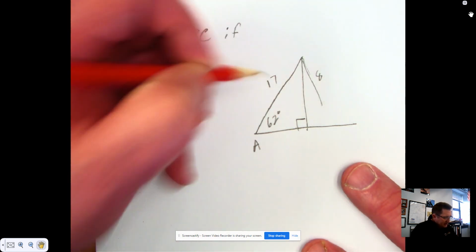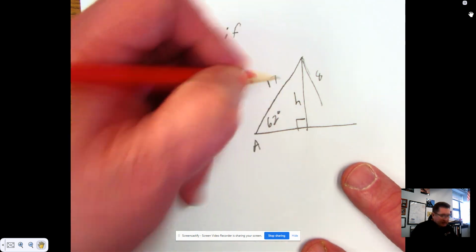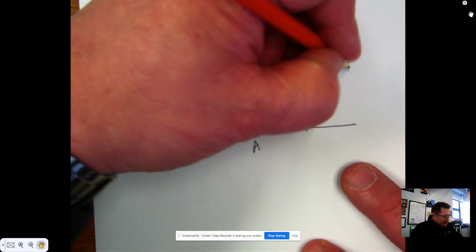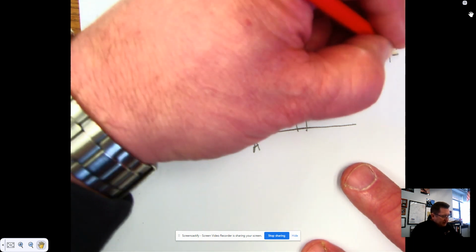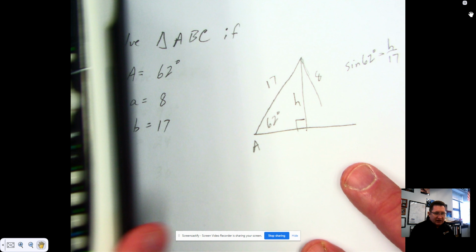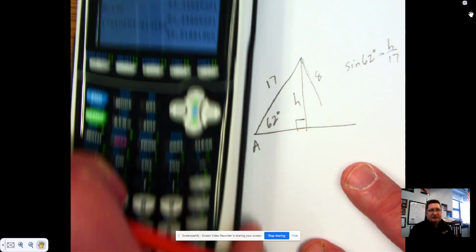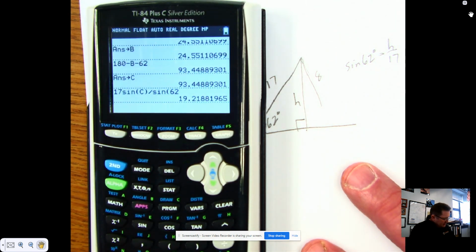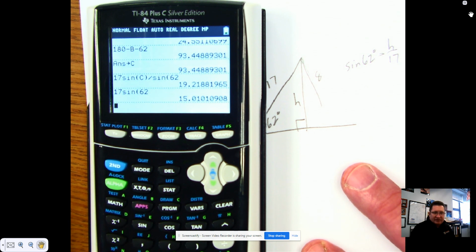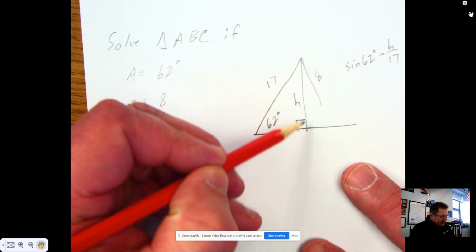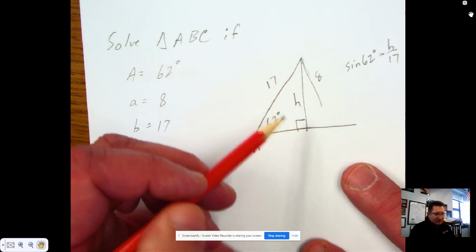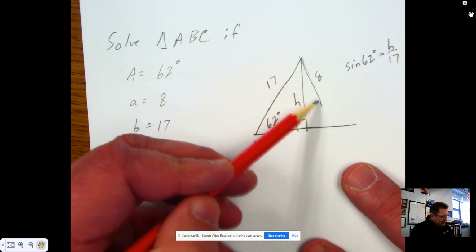Because the length of this side here, call it H, as we did in the last problem, the sine of 62 is H over 17. And so H is 17 times the sine of 62. If we took 17 times the sine of 62, we would get approximately 15. And so you notice that if this distance H is 15, there's no way to make this triangle where that distance is 8.